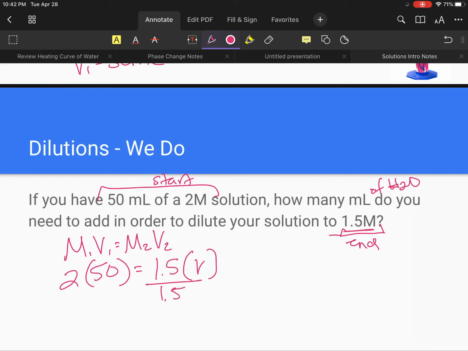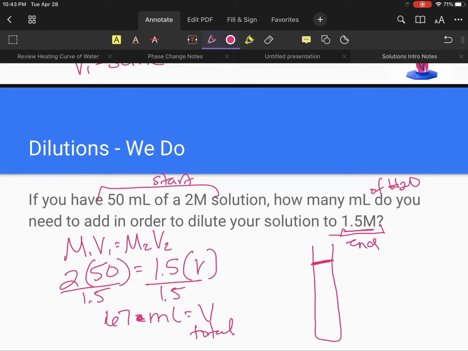Okay, so when I multiply this out, divide by 1.5, I end up with about, let's say 67. We'll just round it to make it easier. 67 milliliters is my volume. Okay, and remember we said this is my total volume. So if I have a graduated cylinder, my total volume is going to be 67 milliliters at the end, right? Because this is my end, V2. So my total at the end is 67.